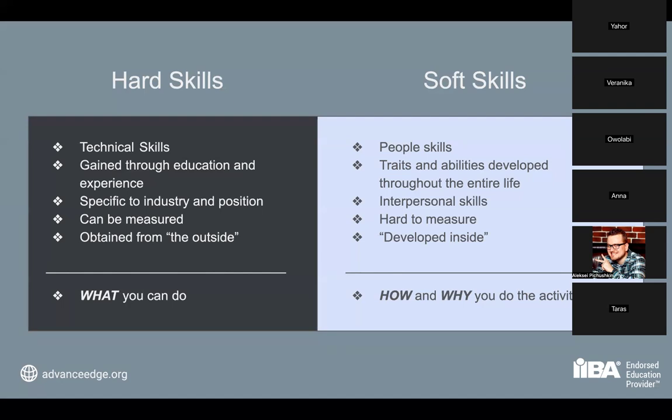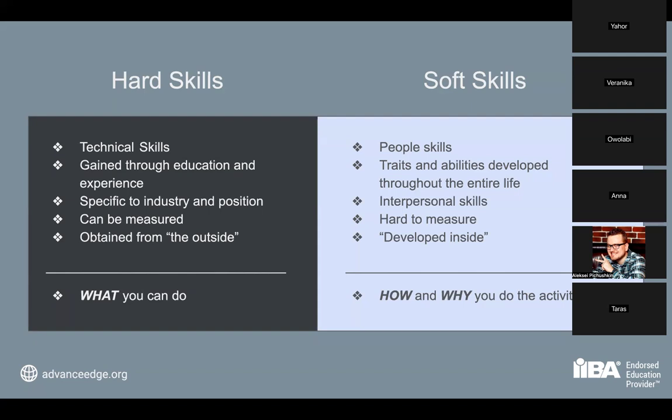So now let's talk about hard skills and soft skills. We all know that there are 2 categories of skills, right? Hard skills and soft skills. And let's start with the definitions first. Well, hard skills are technical skills. They are gained through education and experience, and they may be specific to the industry, and they are very visible, obvious, and they are measurable.